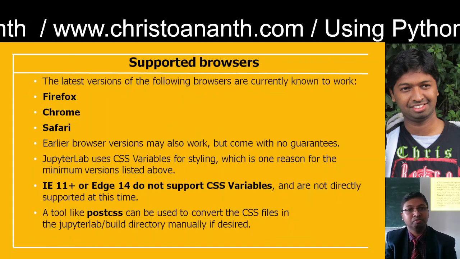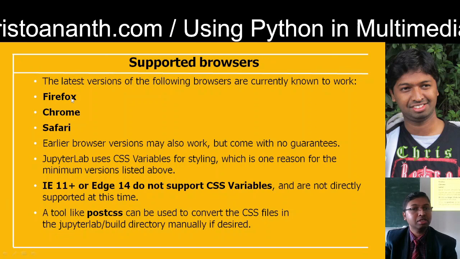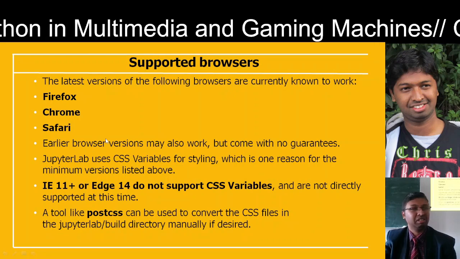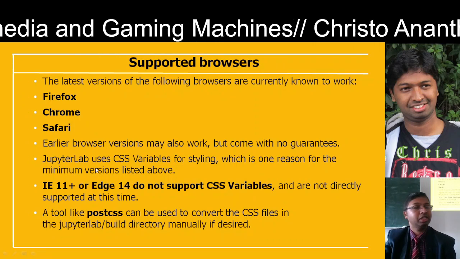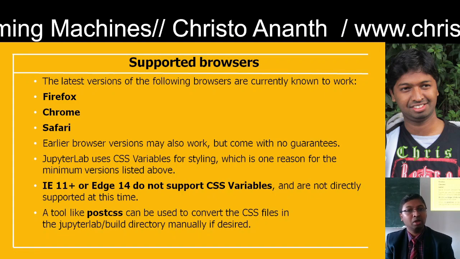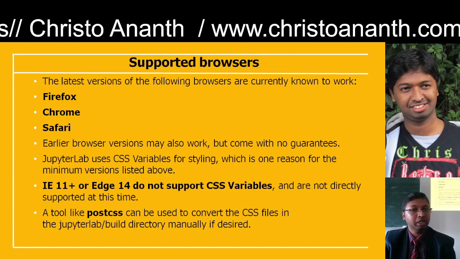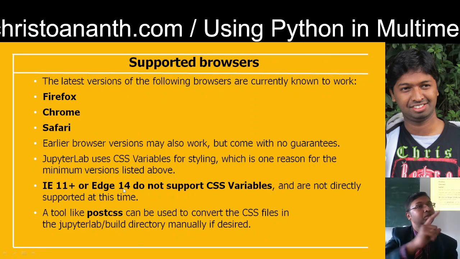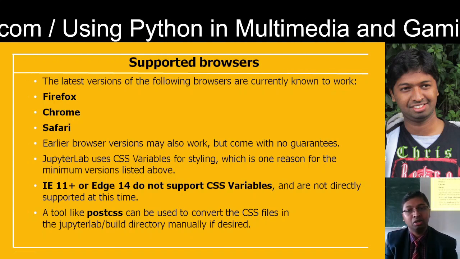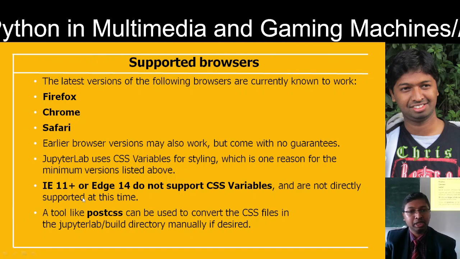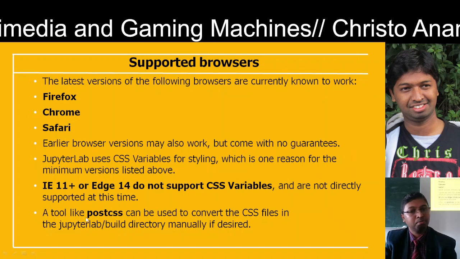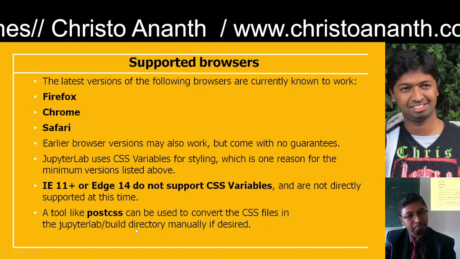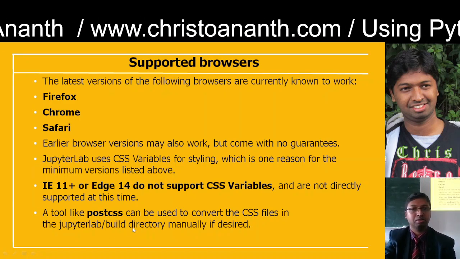These are the supported browsers: Firefox, Chrome, Safari. Earlier browser versions may also work, but there is no guarantee. JupyterLab uses CSS variables for styling, which is one reason for the minimum versions listed above. IE11 and Edge 14 do not support CSS variables, so they are not directly supported at this time. You can use a tool like PostCSS to convert the CSS files in the JupyterLab build directory manually if desired.